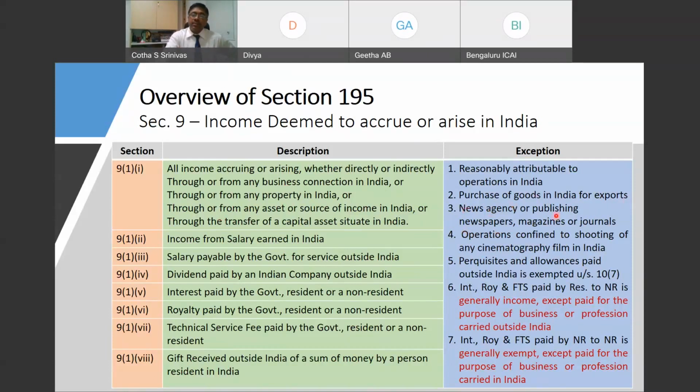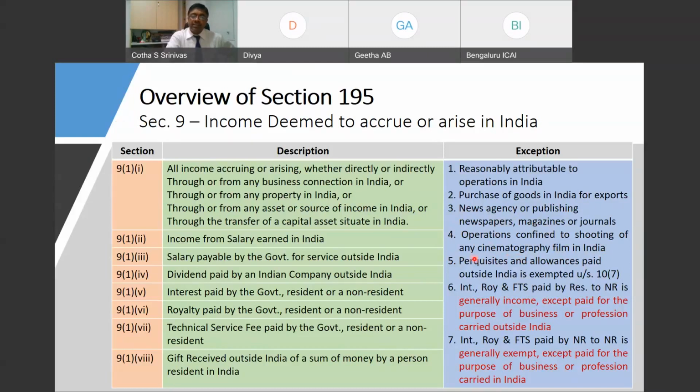Then news agencies publishing newspapers, magazines or journals. If their main duty is to collect reviews and views and send them for publication, then that income will be exempted. Operations confined to shooting of any cinematography film in India. If a non-resident individual, a firm where all partners are non-residents, or a company where all shareholders are non-residents come to India only for shooting of any cinematography film, then whatever the income there is not considered as income deemed to accrue or arise in India.